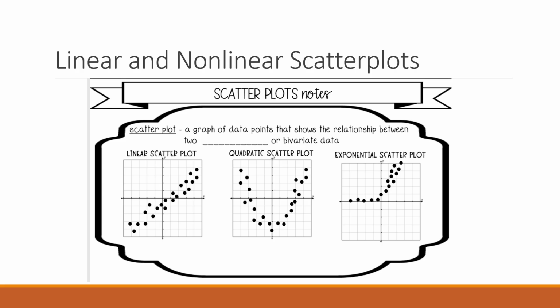Linear and nonlinear scatter plots. A scatter plot, of course, is a graph of data points that shows the relationship between two variables, or bivariate data. The scatter plot on the left is a linear scatter plot. The one in the middle is a quadratic scatter plot. And the third one is an exponential scatter plot. Notice the differences in their shapes.